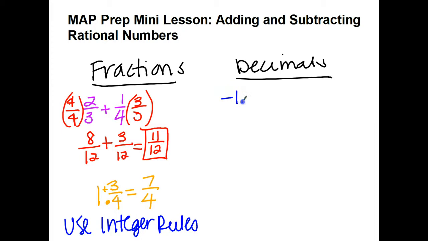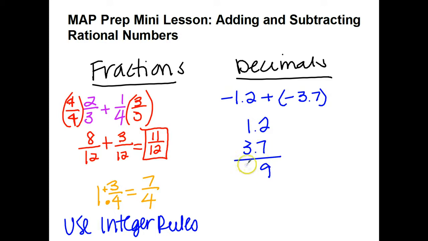So if you have negative 1.2 plus negative 3.7, all you have to do is line them up. Remember, you need to be able to do this without a calculator. There is a section where you cannot use a calculator, and this could be one problem that shows up. So add the numbers, keep the sign. Negative 1.2 plus negative 3.7 is negative 4.9. Decimals are easy if you remember your integer rules here as well. And that is it for adding and subtracting rational numbers.